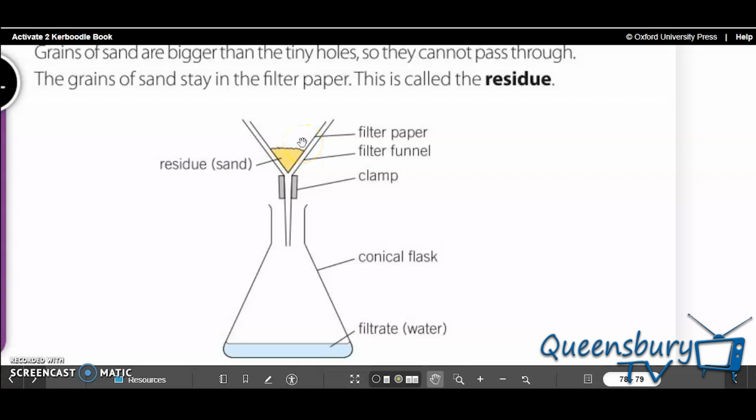However, I want you to think about, can we separate salt from water? So if I had salt, I dissolve the salt in water, could I use filtration to separate that mixture?